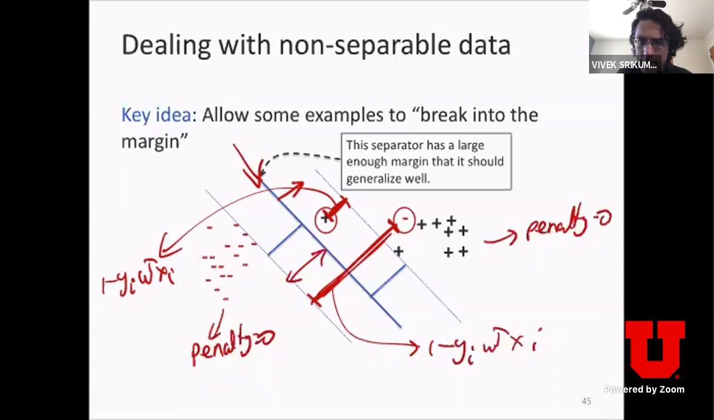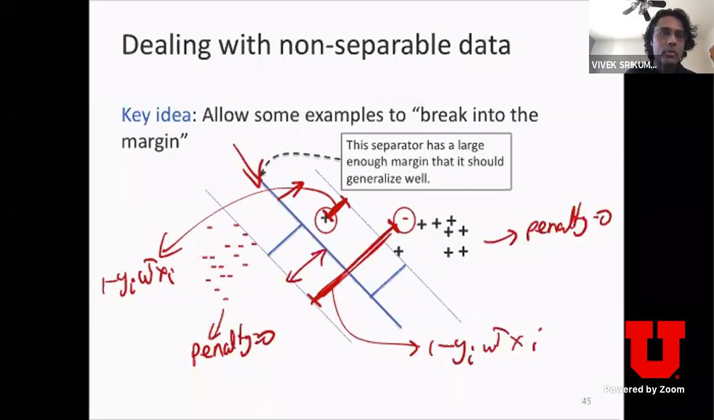There's a question, why does the margin have to be 1? If it's not 1, you can always divide by whatever that number is and make it 1. So 1 is a perfectly good thing to keep with, because you can divide by some constant and let the constant be absorbed into the weight.